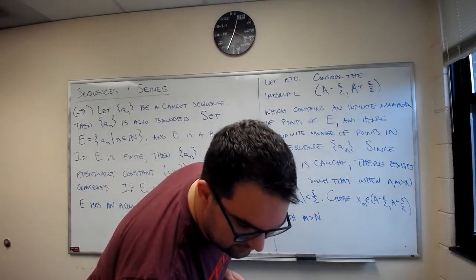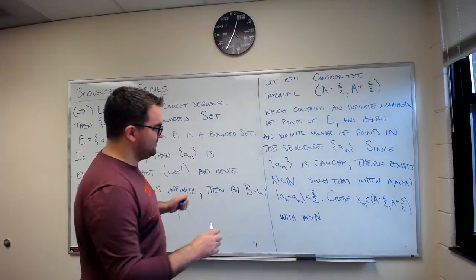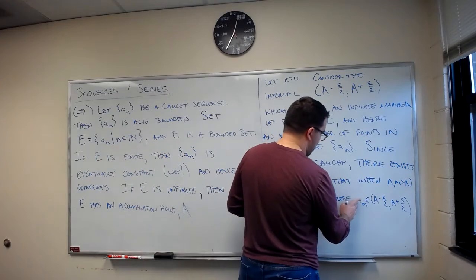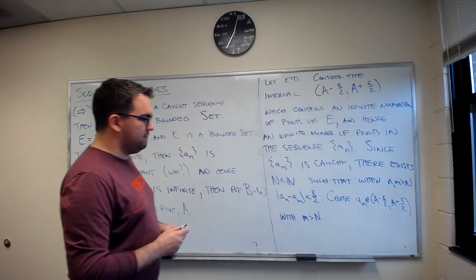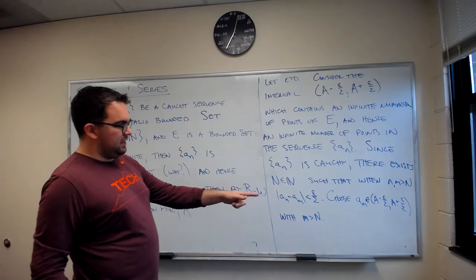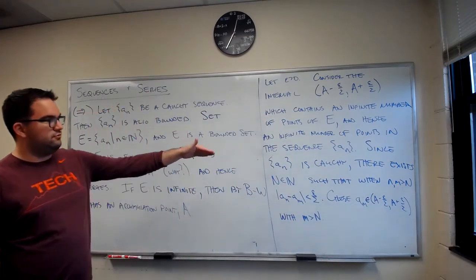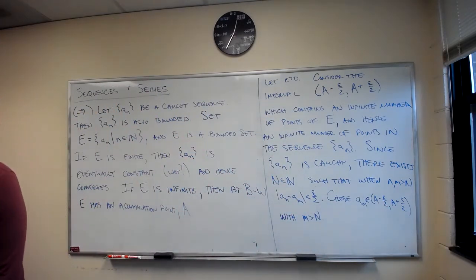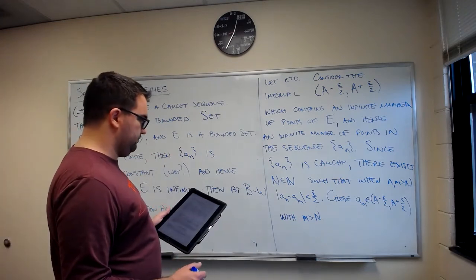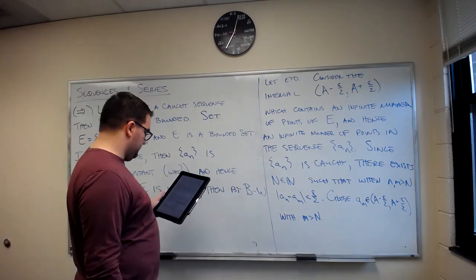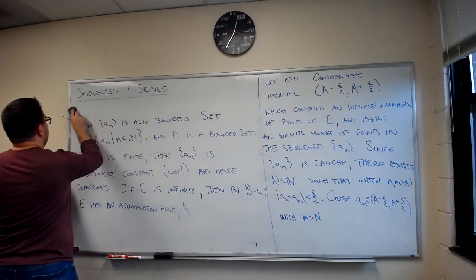Sorry, I think I've got another typo here. Let me check real quick. Yeah, sorry. This is not x_m, this is a_m. And so a_m is a point in my sequence that lies within this set, far enough out in my sequence to be within a minus epsilon over 2 to a plus epsilon over 2. All right.